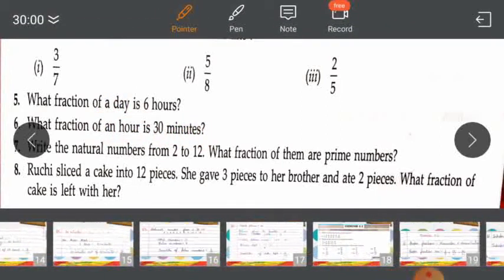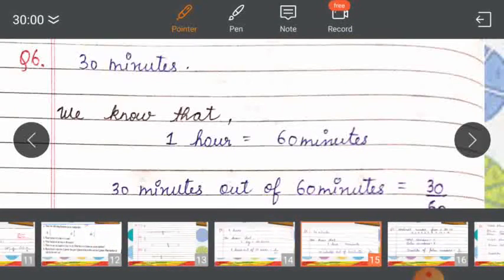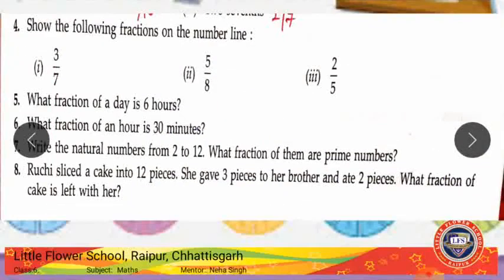1 hour equals 60 minutes. So what do we need to find the fraction for? We need to find the fraction for 30 minutes out of 60, that is 30 by 60. Simple, right? Now 7th, write the natural numbers from 2 to 12.